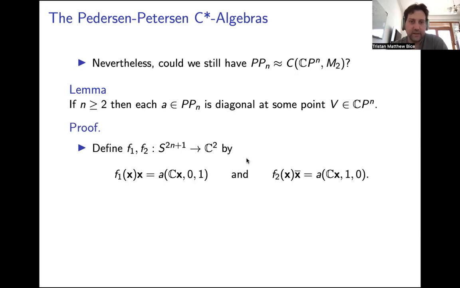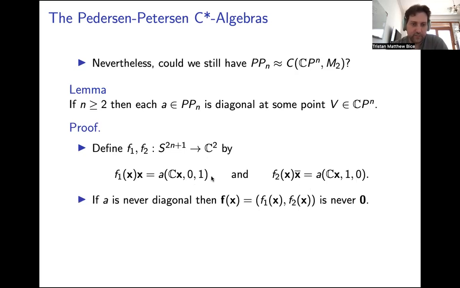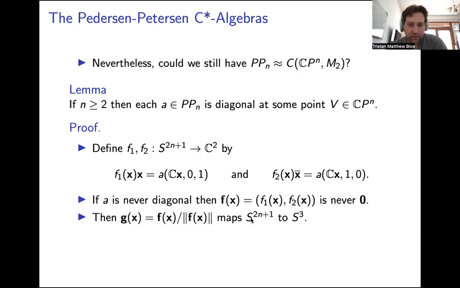And the proof is, again, basically the Borsuk-Ulam theorem, except now instead of just one function to the unit circle, now you have two functions to C squared. We're using these two off-diagonal terms now, 0,1 and 1,0. And again, they map antipodal points to antipodal points. And if the matrix A here was never diagonal, then this map here would never be 0. And so by simply dividing out by the norm, we would get a map from the 2n+1 sphere to the 3 sphere now, because there's two copies of the complex numbers. So if you look at the ones with norm 1, this gives you the 3 sphere.